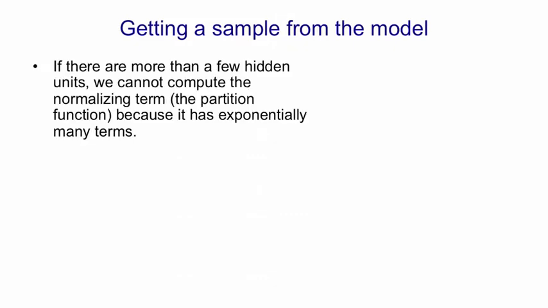Now let's ask how we get a sample from the model when the network's bigger than that. Obviously in the network we just computed, we can figure out the probability of everything because it's small. But when the network's big, we can't do these exponentially large computations. So if there's more than a few hidden units, we can't actually compute that partition function. There's too many terms in it.